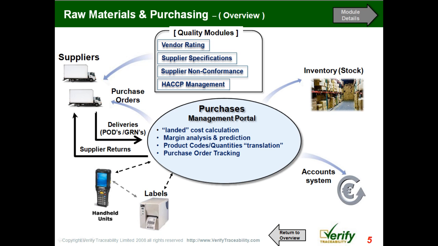Okay, we have a brief look here at the raw materials and purchasing summary. You can see that it's included the quality modules there, where the vendor is rated, supplier specifications adhered to. There's a non-conformance module built in, as well as the HACCP management.